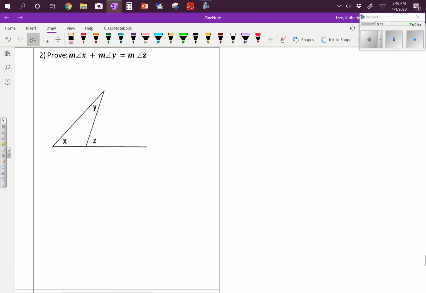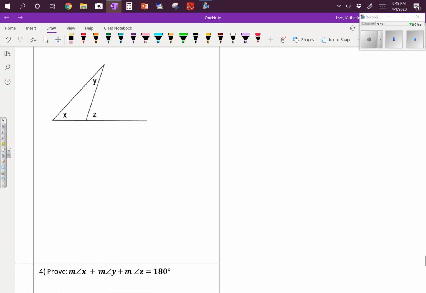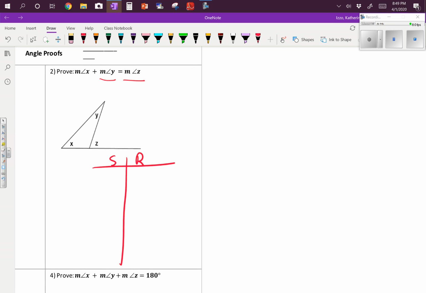All right. Prove that measure angle x plus measure angle y equals measure angle z. Okay. So we gotta do our statement reason chart. And very rarely will they actually give you any givens. Like no givens except for the picture. And sometimes they won't even label all of the angles. So let's label this guy because he's sort of just being left out.